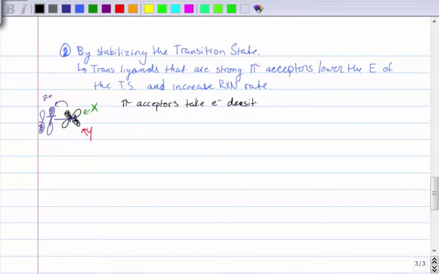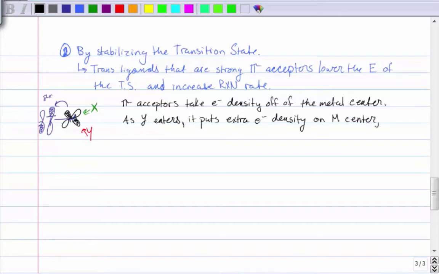Okay. So pi acceptors take electron density off of the metal center. As your incoming ligand, or in this case Y, enters, it puts more electron density on the metal center. I'm going to call this extra electron density, and that extra electron density is destabilizing. So as Y comes in, the trans ligand is stabilizing that extra electron density. So as Y enters, it puts extra electron density on the metal center, which is stabilized by the pi accepting ligand. Depending on how you draw this, and it's really hard to draw this in 3 dimensions, you could have Y and X sharing the same orbital that's pi accepting to this trans ligand.